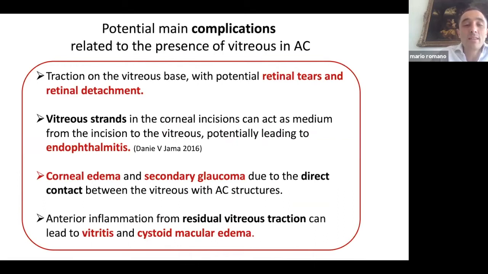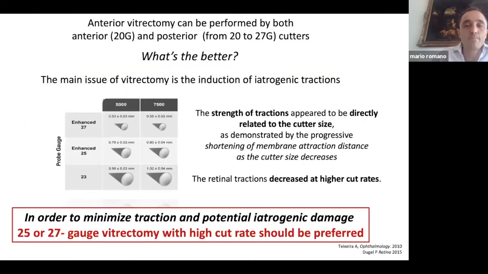The potential complications related to the presence of vitreous in the anterior chamber are traction of the vitreous base, which means retinal tear and retinal detachment, and endophthalmitis, because the vitreous strands in the corneal incision can act as a medium from the incision to the vitreous. It can also lead to corneal edema, secondary glaucoma, due to the direct contact between the vitreous and the anterior chamber structures, and can also induce residual traction, so inflammation, vitritis, and cystoid macular edema.